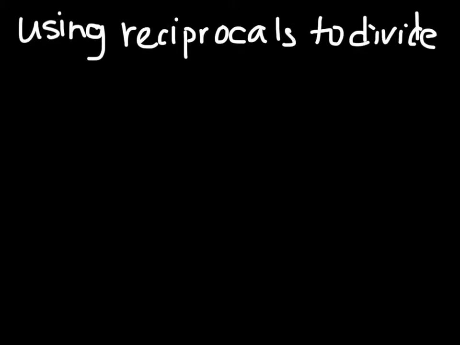We can use reciprocals to divide fractions. So to divide by any non-zero number, we multiply by its reciprocal. In other words, dividing and multiplying by the reciprocal are the same process. Now here's an example. Let's say we have 2/9 divided by 3/7.